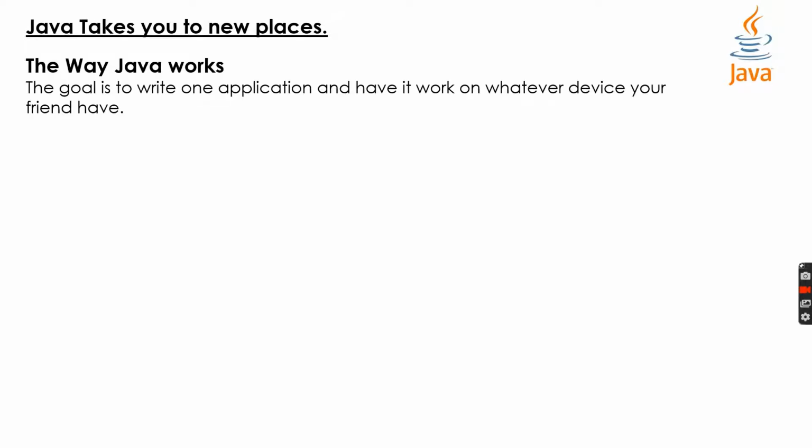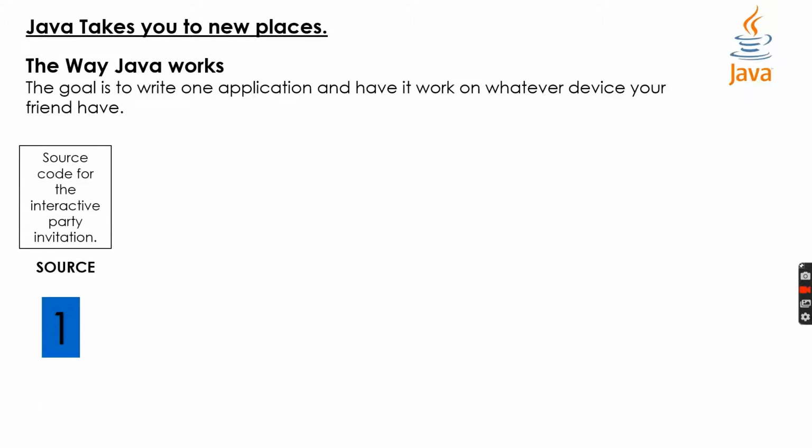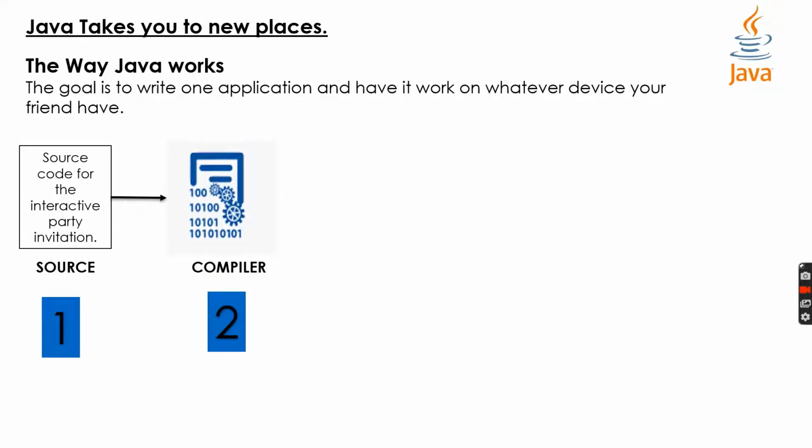The way Java works: the goal is to write one application and have it work on whatever device your friends have. First is the source code for the interactive party invitation. To create a source code document, use an established protocol, in this case the Java language. Second is a compiler. Run your document through a source code compiler. The compiler checks for errors and won't let you compile until it is satisfied that everything will run correctly.